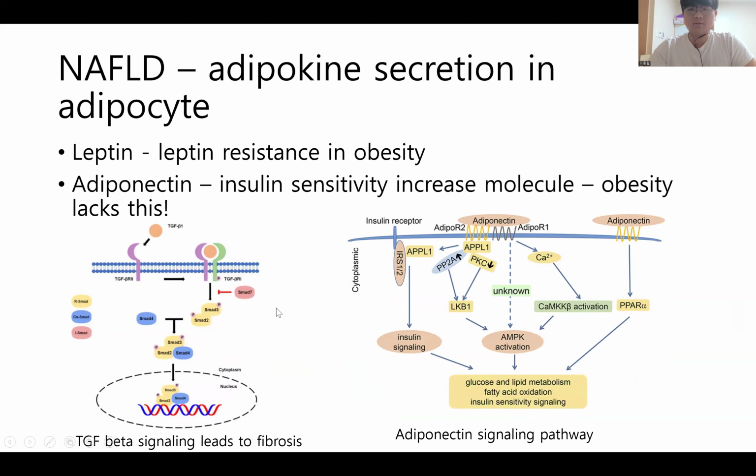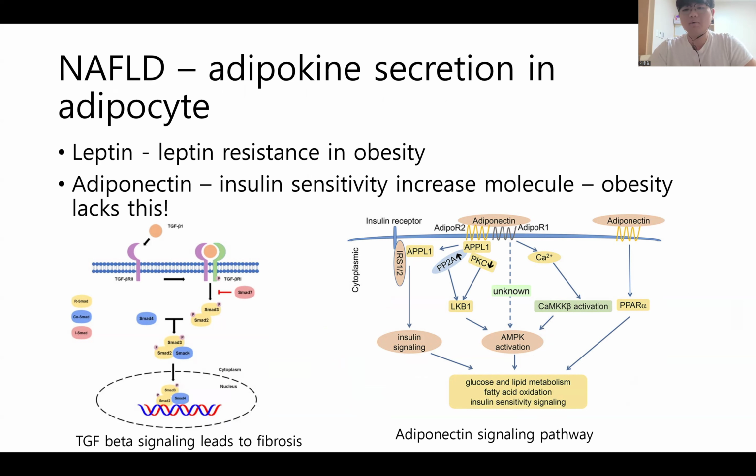Adipocytes also secrete specialized adipokines. Leptin has an appetite inhibition function, but obese people have leptin resistance. Circulating leptin in the blood is higher in obesity. This state promotes TGF-beta signaling to promote fibrosis. Also, toxin reactivity increases because of leptin resistance.